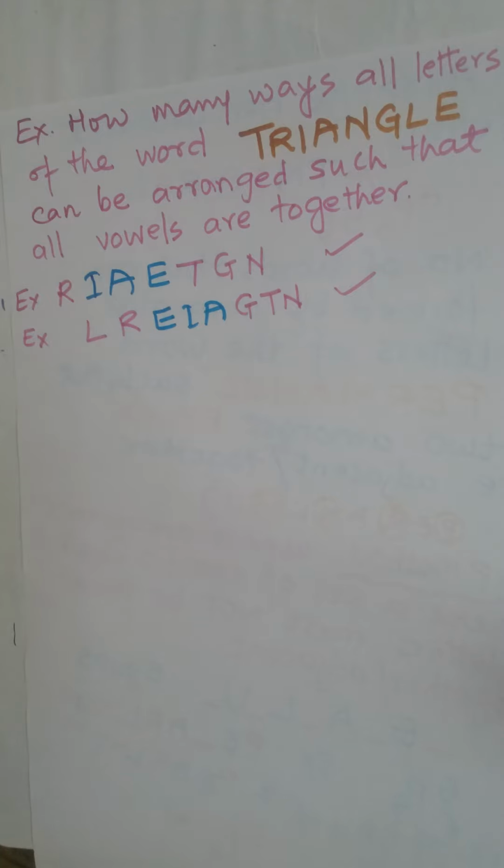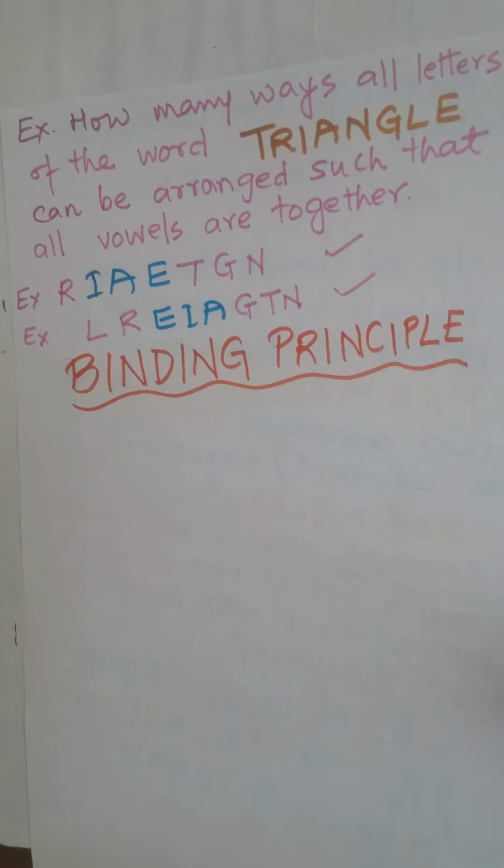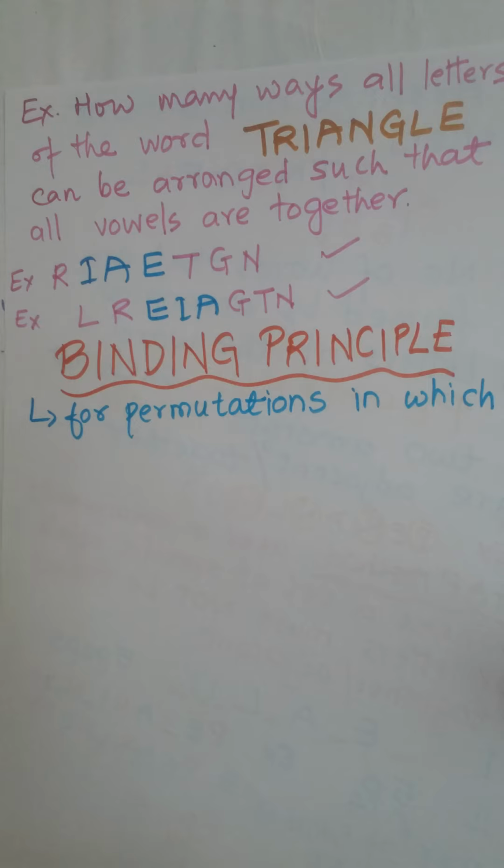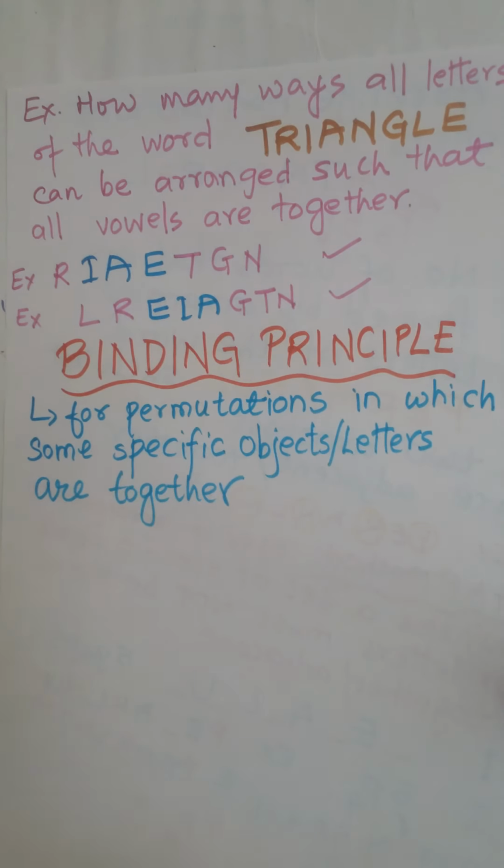So how do we do this? How to find such type of arrangements? The answer is what we call, and what we are going to discuss is this: binding principle. So what is this and how do we use this to calculate the required permutation? First of all, where is binding used? Binding is used for certain permutations in which some specific objects or letters are together. We have to bind them. That's why the name binding principle.